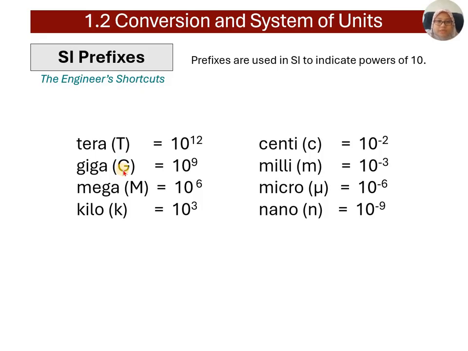Now, we already know that SI unit is the standardized unit for engineers. So now let's go to prefixes. Prefixes are used in SI unit to indicate power of 10. I think you're already familiar with this: tera, giga, mega, kilo, centi, milli, micro and nano. All of this information is also included in your book. You don't have to memorize, but you should know how to use this to convert all your values into SI prefixes in order to simplify your number.